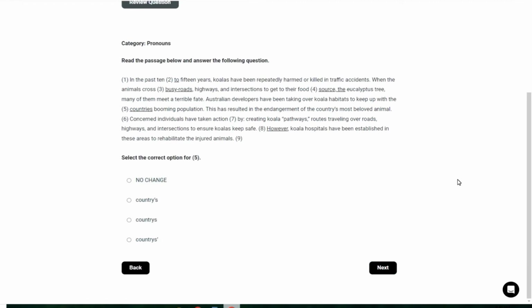Alright, for number 5. Australian developers have been taking over koala habitats to keep up with the country's booming population. Looking at countries for number 5, go ahead and give me your best shot.